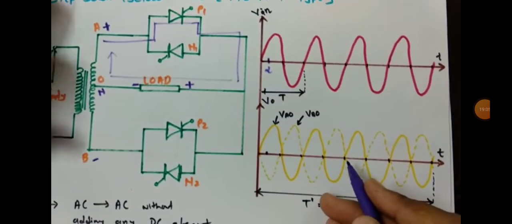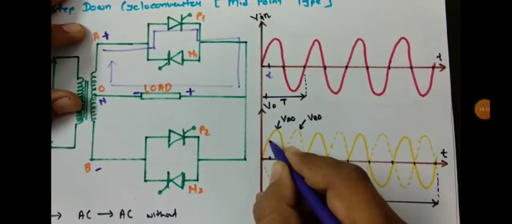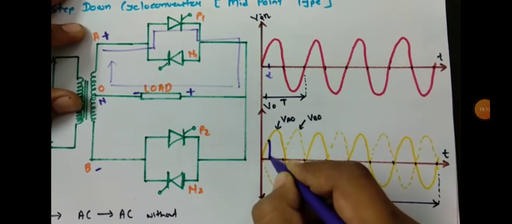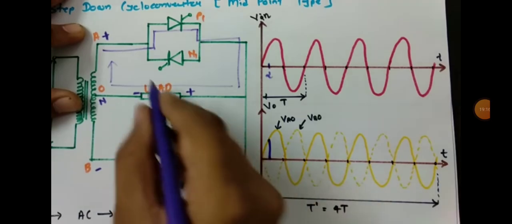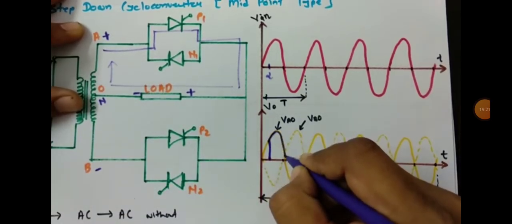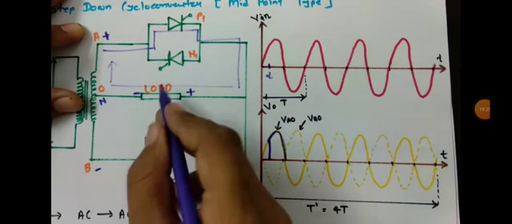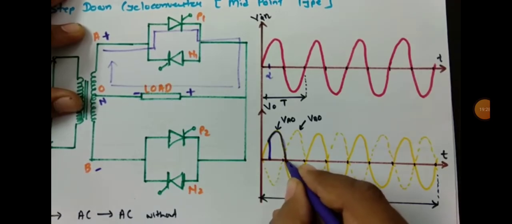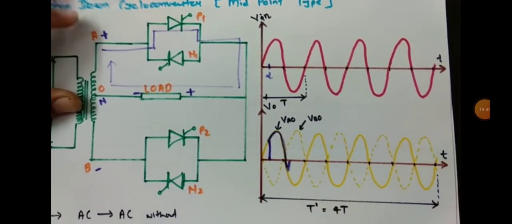Now at angle alpha, we will be triggering P1 during the positive half cycle. Once P1 is triggered, this yellow line output will appear at the load. That is how the yellow line output will be appearing at the load. And if this load is an inductive load, then the spike will appear in the negative.